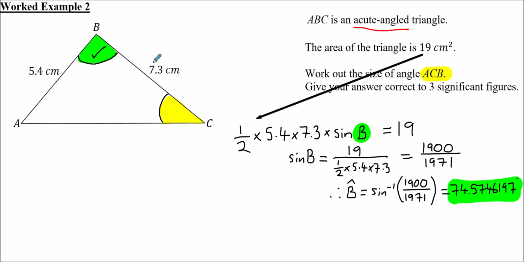What else could we work out? Well, we know this angle, and we know the two sides that surround it. So now what we could do is work out, using the cosine rule, length AC. So using the cosine rule, step 2: cosine rule for AC.